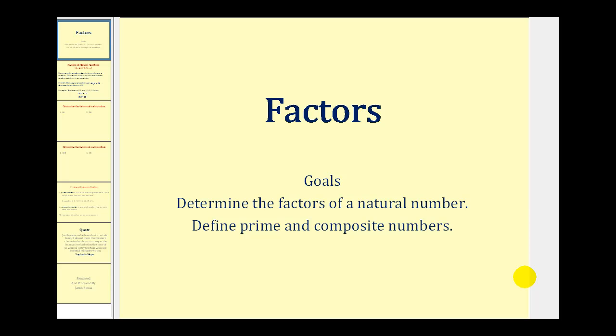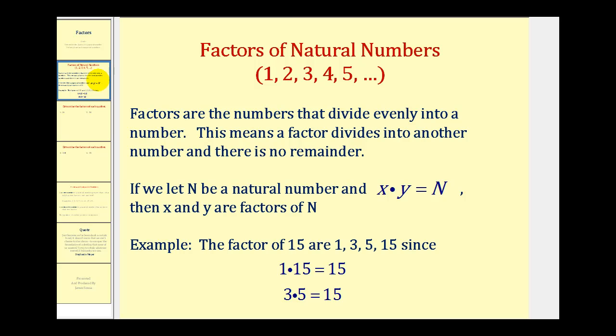The goals of this video are to determine the factors of a natural number and also to define prime and composite numbers. First, the natural numbers, often called the counting numbers, is the set of numbers that we see listed here, 1, 2, 3, 4, 5, and so on.